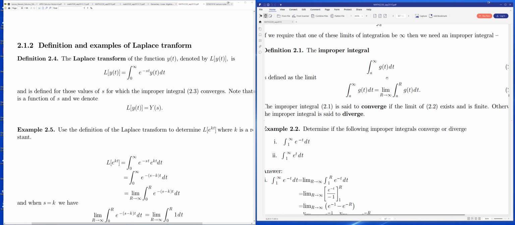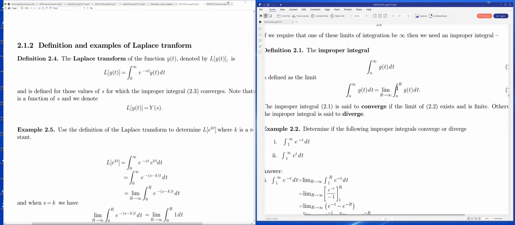Okay. So this is how you define the improper integral. As I said, you're going to focus on this integral here. You integrate this and you get a function of r. Once you have this function of r, you take the limit of it as r goes to infinity.